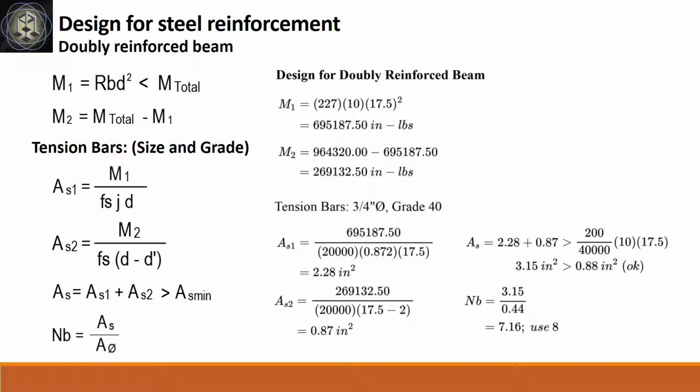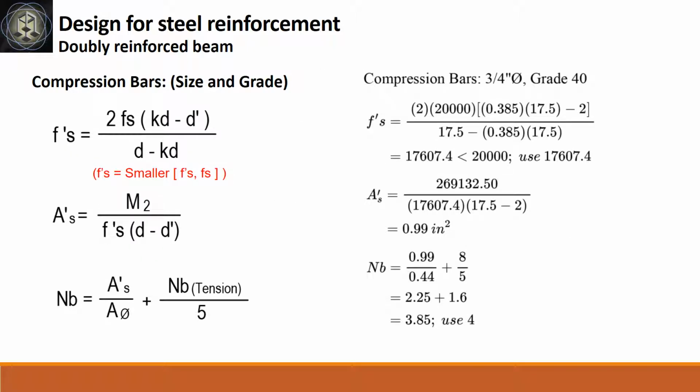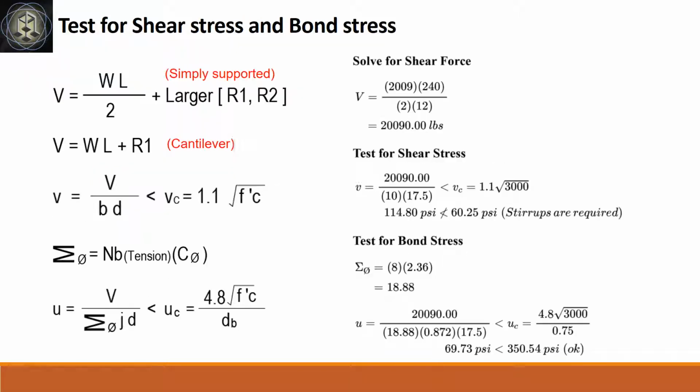The number of tension bars from a 3/4 inch diameter bar is 7.16. Use 8 pieces. For compression bars, we get Fs prime equals 17,607.4 psi less than 20,000 psi, and As prime equals 0.99 square inch. The number of bars from a 3/4 inch diameter bar is 3.85. Use 4 pieces. To test shear stress and bond stress, first solve for shear force, which equals 20,090 pounds.